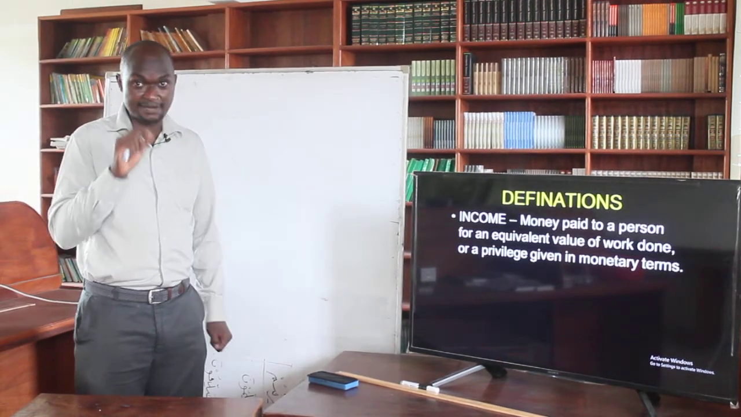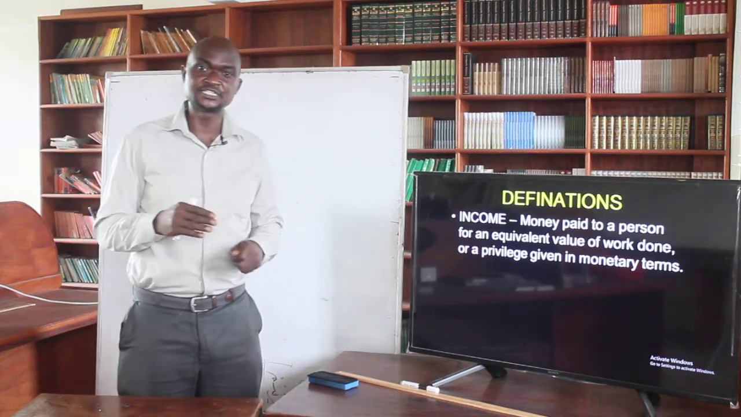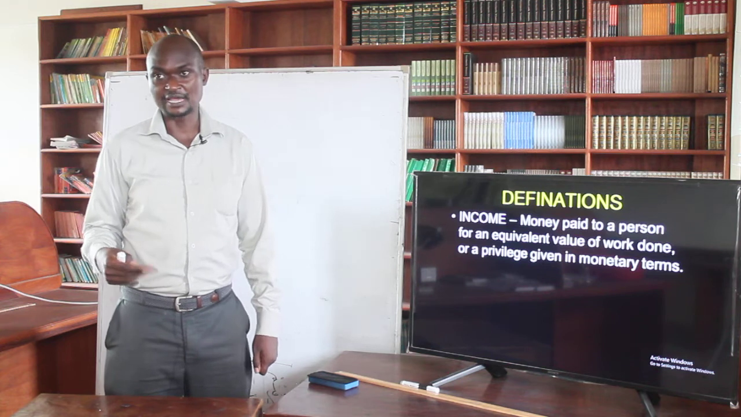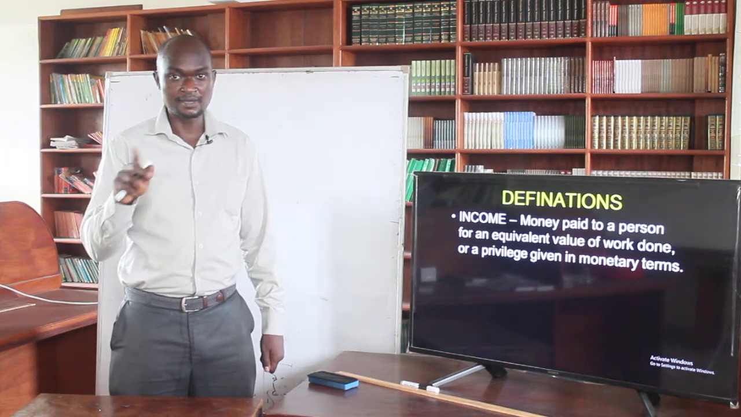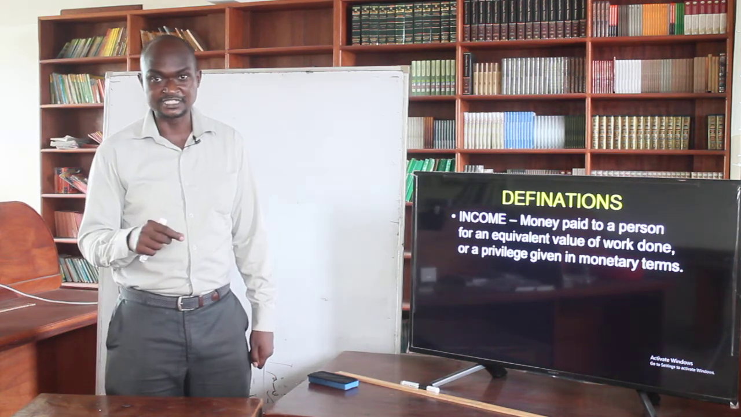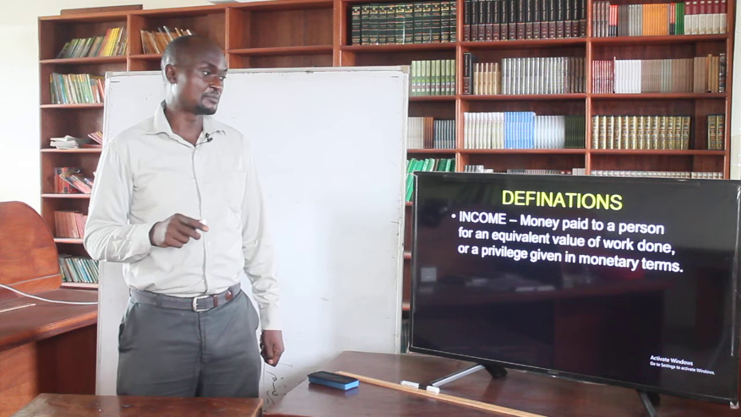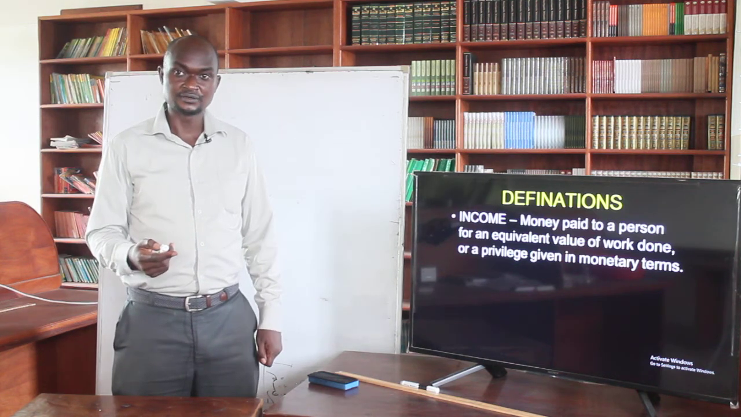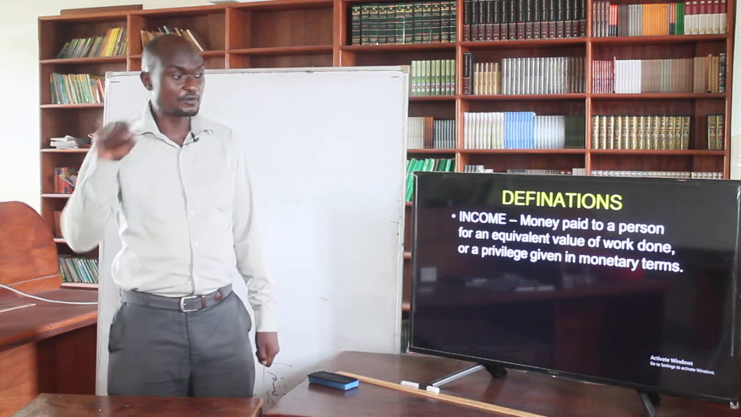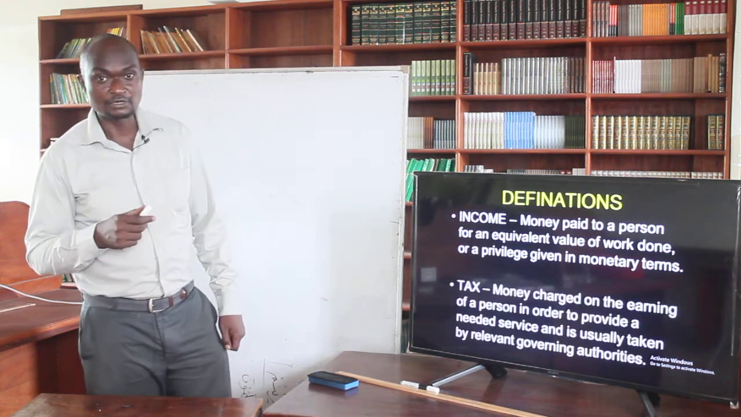First and foremost, income. Income is the money paid to a person for an equivalent amount or value of work done, or the privilege that is given, and we count it in monetary terms as income. By privilege I mean, let's say someone is working and has been given a house. That's a privilege which can be quantified in monetary terms, though it's not paid money, but it can be expressed in monetary terms. Someone has been given a car, driving himself, or has been given a chauffeur to drive him. That's a privilege given because of the work that he or she is doing, and can be expressed in monetary terms as income.